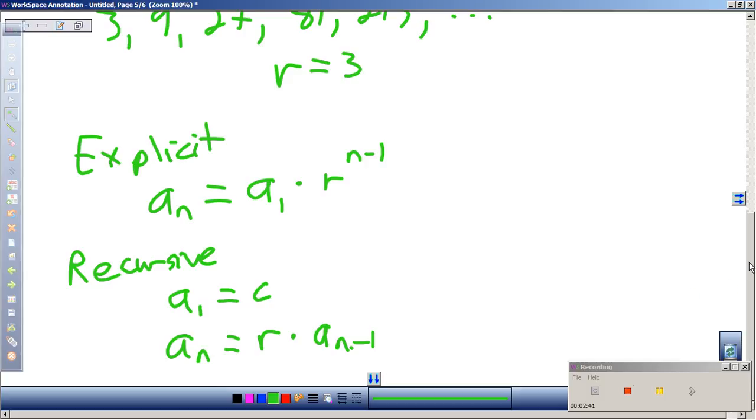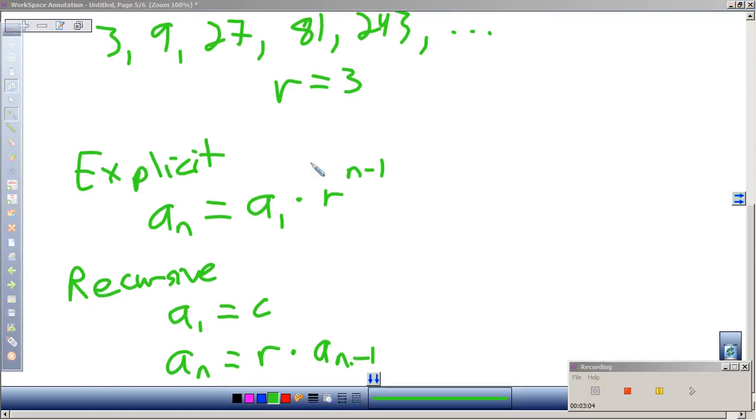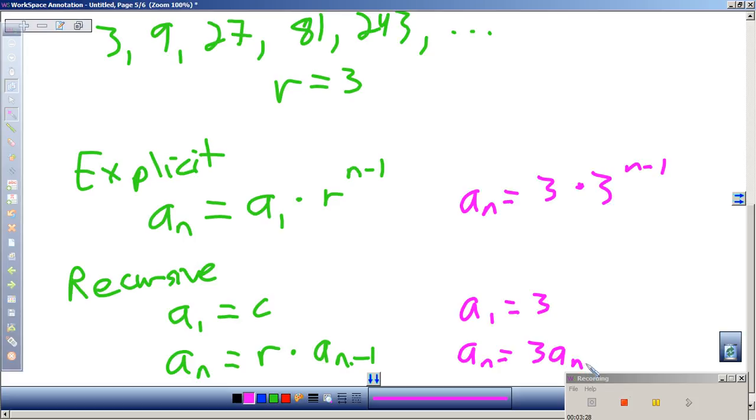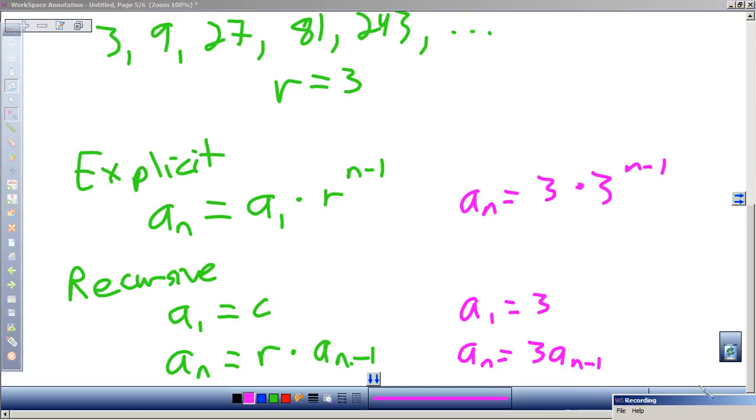So if we were writing this sequence up here in this form, what would a_1 be? 3. Okay, so 3. What is r? 3, and the explicit equation would be 3 times 3 to the n minus 1. Down here, a_1 equals 3, a_n equals 3 times a_(n-1). Everybody with me? So it's similar to arithmetic, it's just instead of adding the same number each time, we're multiplying by the same number each time.